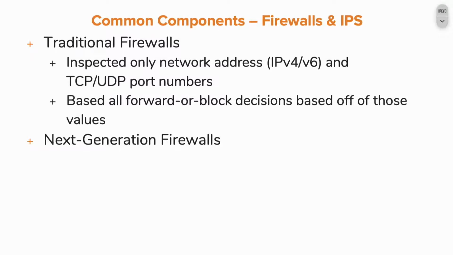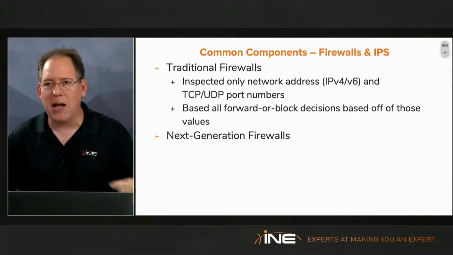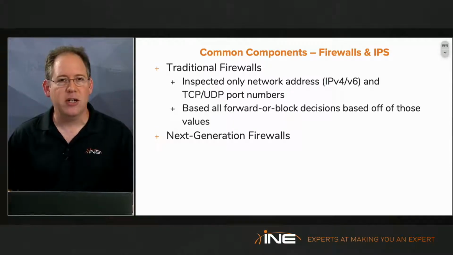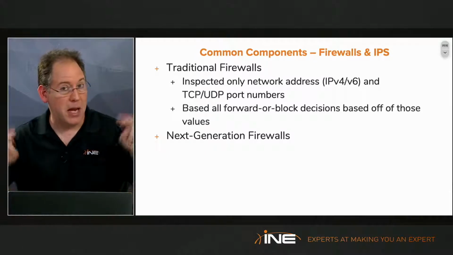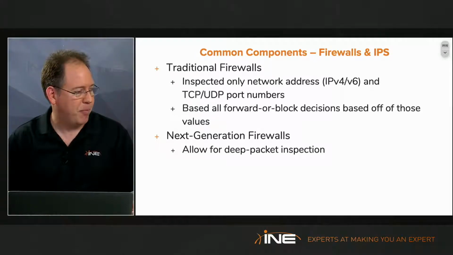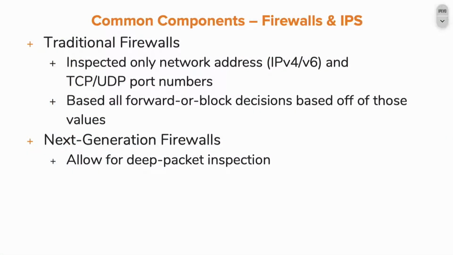However, for the last several years, Cisco and other companies have come up with things called next generation firewalls. Now, next generation firewalls certainly can still make their forwarding or blocking decisions based off of addresses, just like a traditional firewall. But what makes them next generation is they have the ability to do a lot of other stuff as well. For example, they could do deep packet inspection. Now, if you're watching this video, you're probably like, what? What the heck is deep packet inspection?